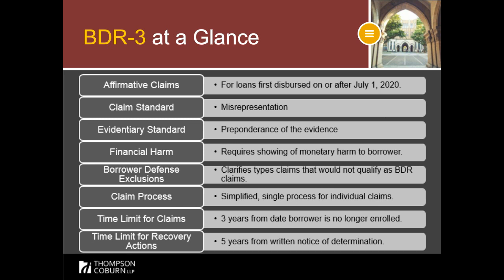Time limit for claims is simplified. 3 years from the date the borrower is no longer enrolled, right? So there's only one basis for claim, misrepresentation, and the borrower can bring the claim up to 3 years after they're no longer enrolled, whether they withdrew or whether they graduated. It doesn't make a difference.